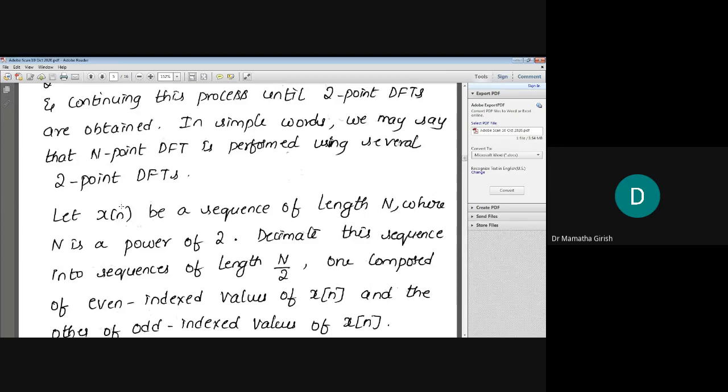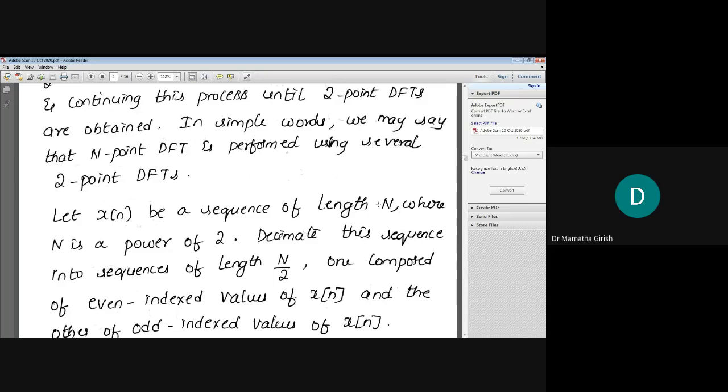I assume that the sequence is of length capital N, but note that N should always be a power of 2. What if it is not? If it is not, we can append the required number of zeros to make N a number that is a power of 2.